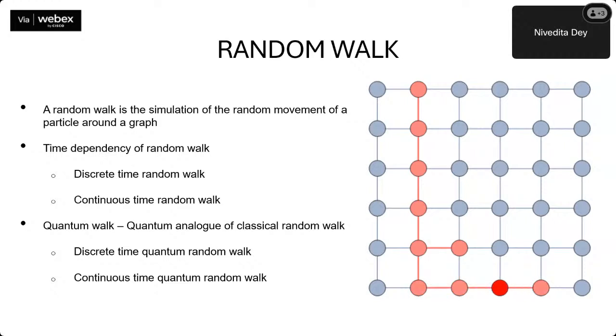So random walk is basically a simulation of random movement of a particle around the graph. There is a time dependency of random walk. It can be either a discrete time random walk or a continuous time random walk. Now there exists a quantum analog of the classical random walk. Do not call it quantum random walk, because quantum itself is random, so those are two redundant words. Just use either quantum walk or classical random walk. So quantum walk is a quantum analog of the classical random walk.